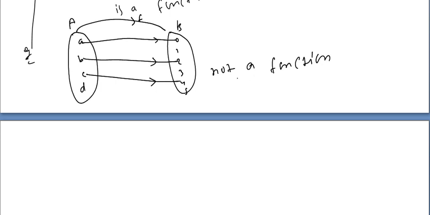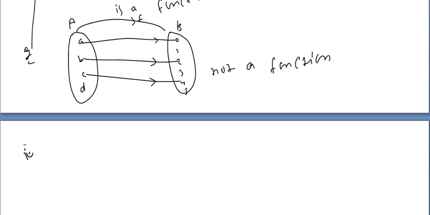Because it's violating the rule for a relation to be a function. What is the condition for a function? If every element of set A has a unique association with the elements of set B, then we say the relation is a function. Because here D has no entries in set B, so it is not a function.